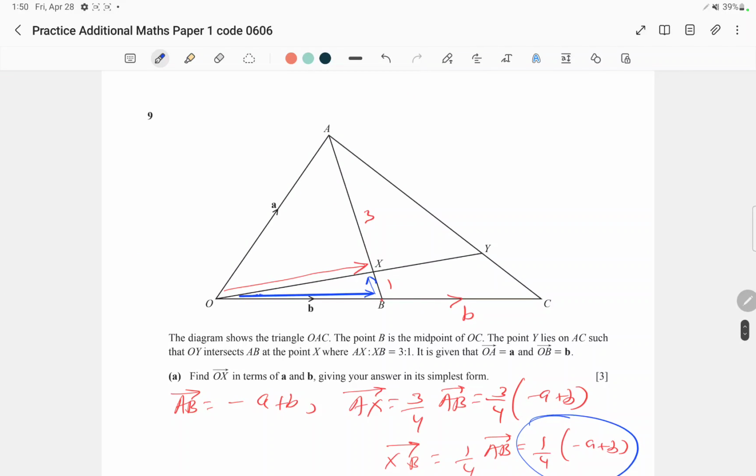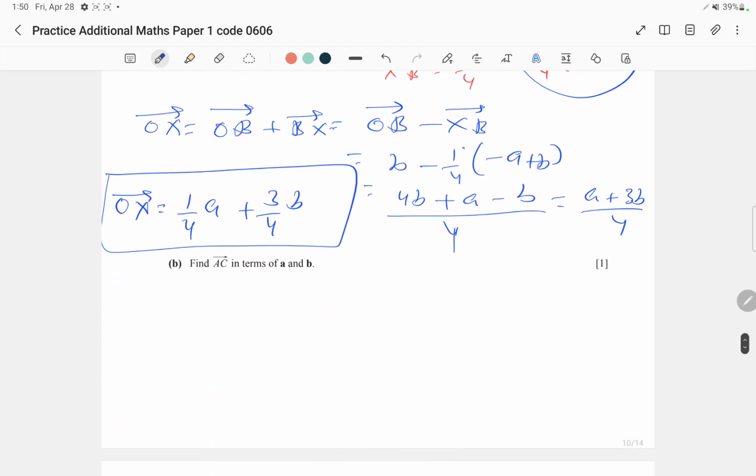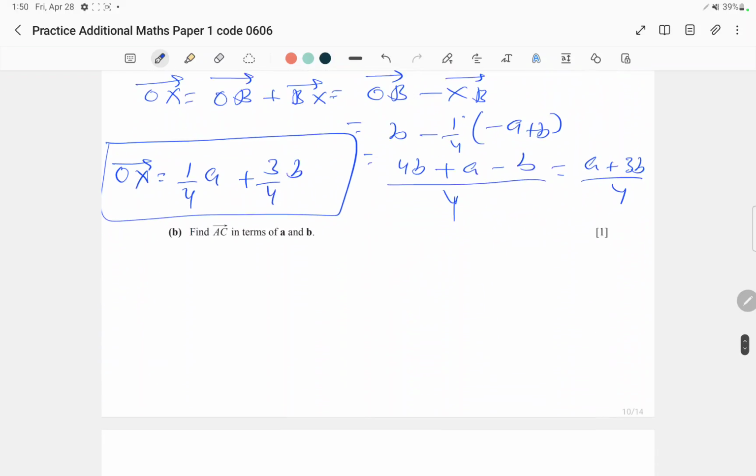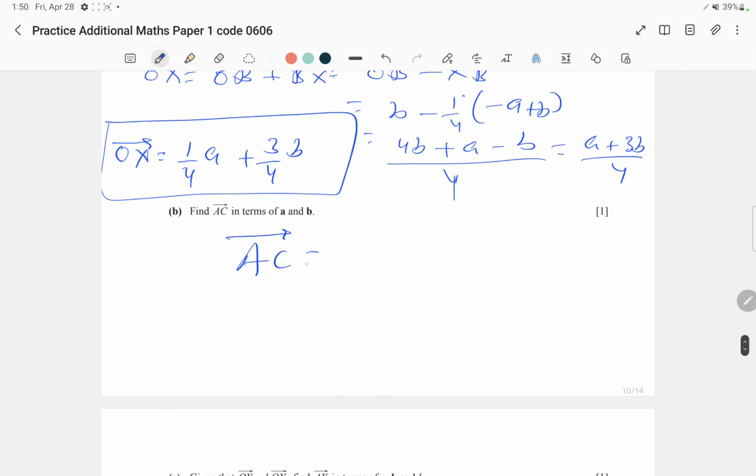Now find AC. Where is A? Where is C? Oh, find AC. So I think AC is very simple, right? Is it for 1 mark? Yeah. Because AC, you can follow this path and then you can follow this path. So this is minus A and this is 2B. So AC is minus A plus 2B.